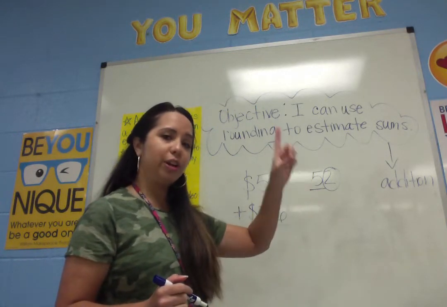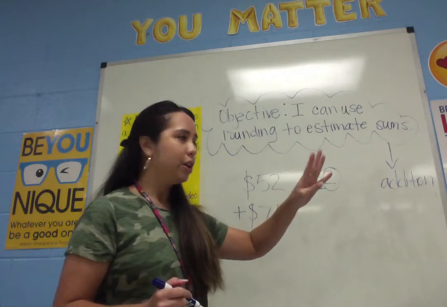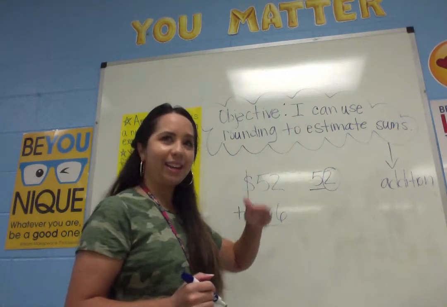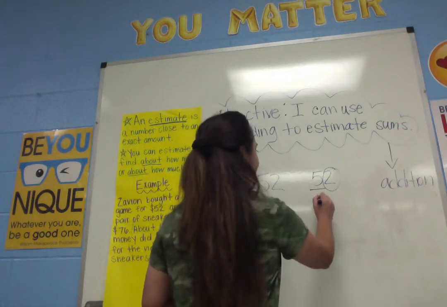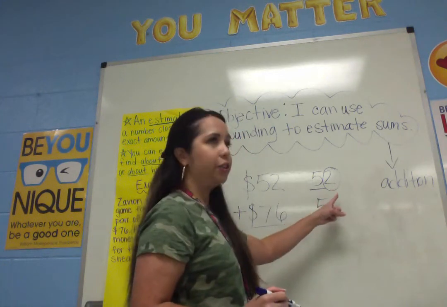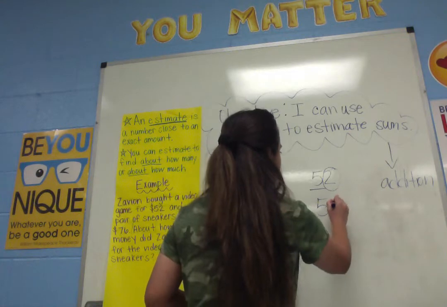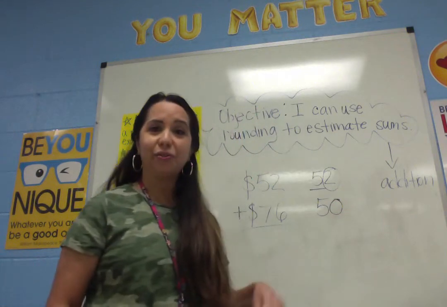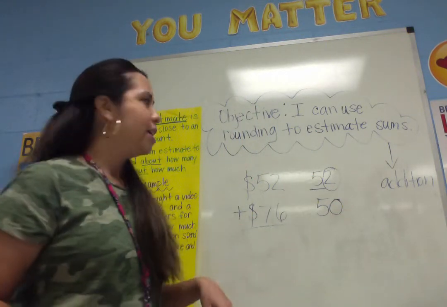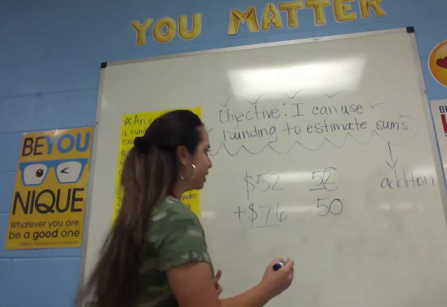So numbers 1, 2, 3, or 4, the rounding digit stays the same. So 5 tens stays the same. However, since we're rounding, that digit to the right, the ones place turns into a 0. Okay? So 52 rounds down to 50. Let's do the same thing for 76.